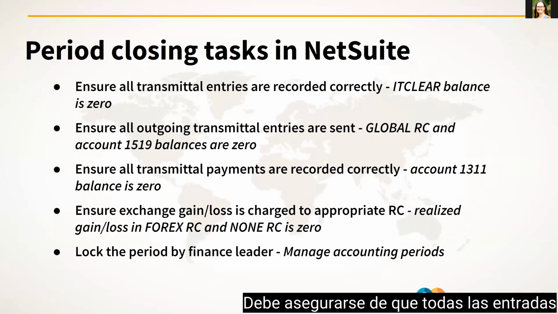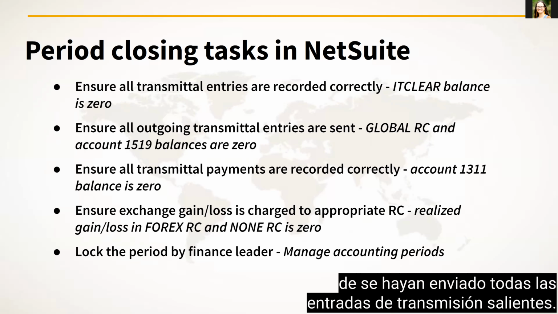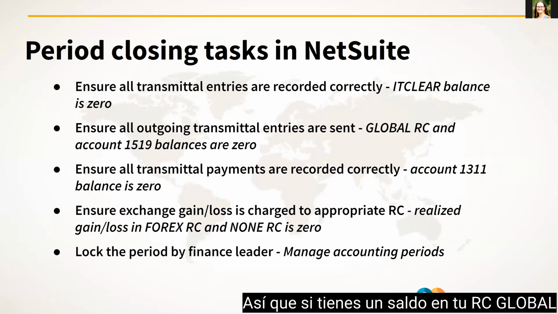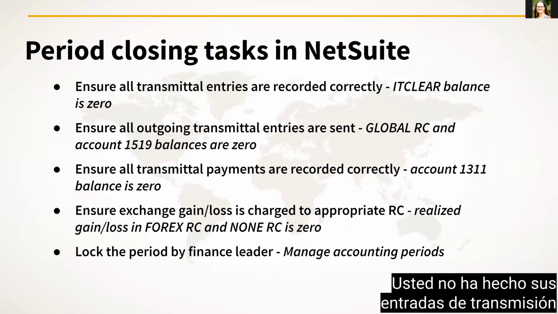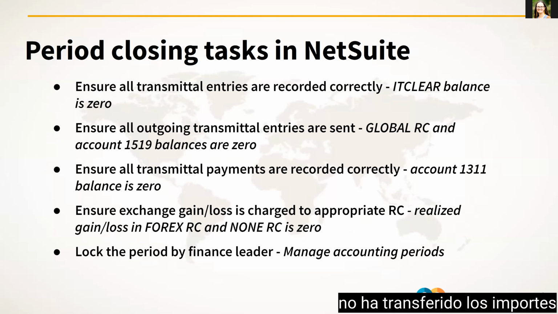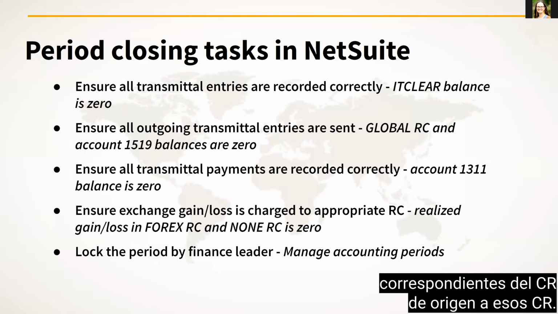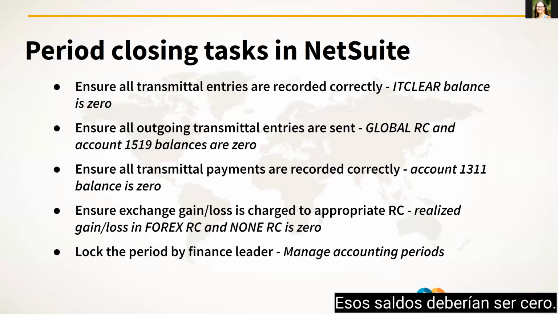You need to ensure that all outgoing transmittal entries have been sent. So if you have a balance in your global RC or in account 1519, it means you have not done your transmittal entries to send specific transactions, or you have not transferred the related amounts from the originating RC into those RCs. Those balances should be 0.